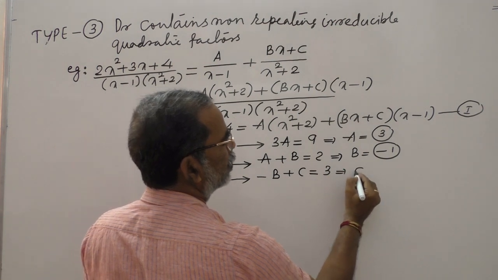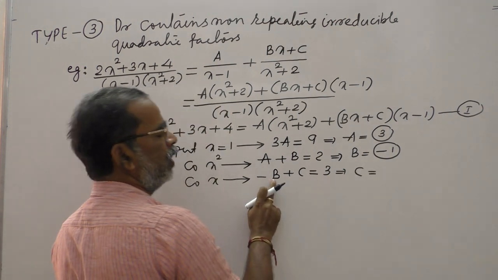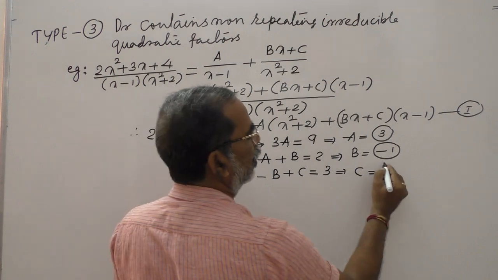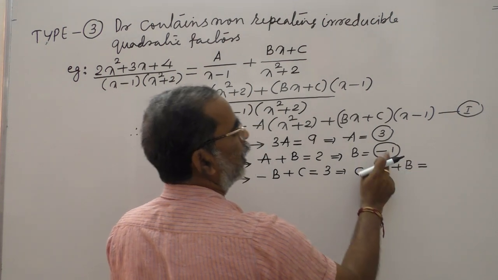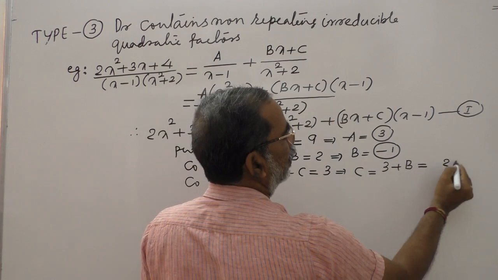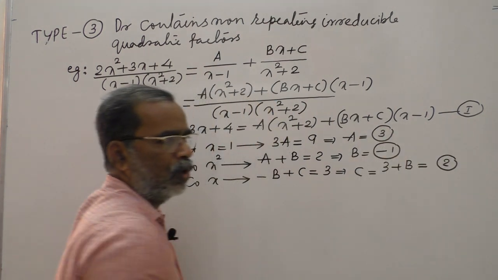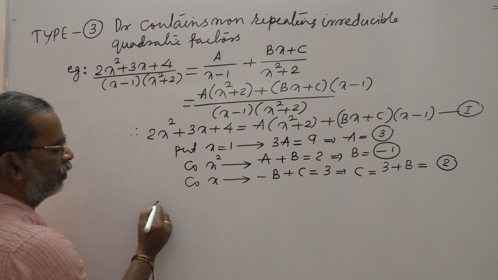This implies c value is, b is negative, no? You write on right side, it becomes plus b. b already came, minus 1. Therefore, what is this? It is 2. So, ABC values have come.